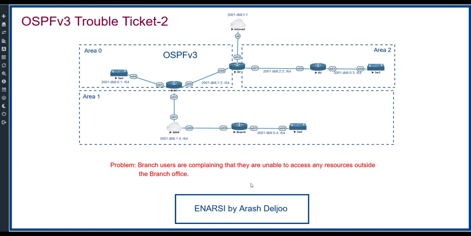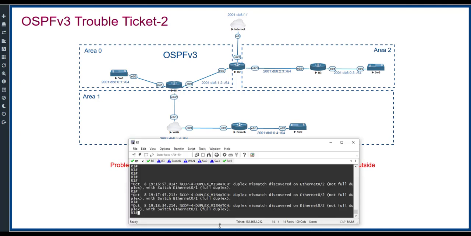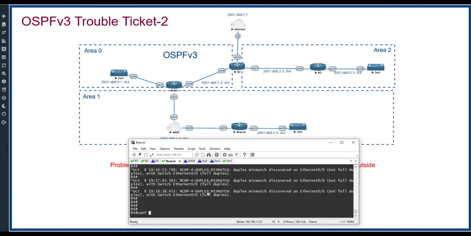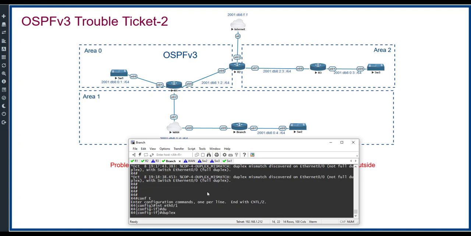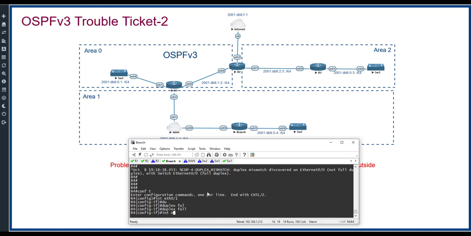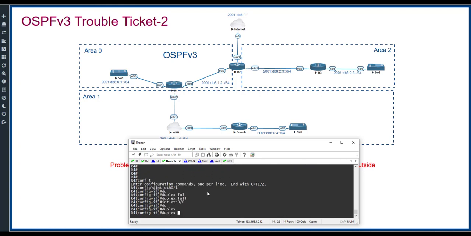Let me first try to send traffic from this LAN to the other network, for example, to the LAN of router 1. It is so easy. We can use the extended ping command on, for example, the branch router. This is the branch router. Conf t, interface ETH0/1. Let me configure the duplex as full, and then interface ETH0/0, duplex is full. Okay, let me start with one extended ping command.